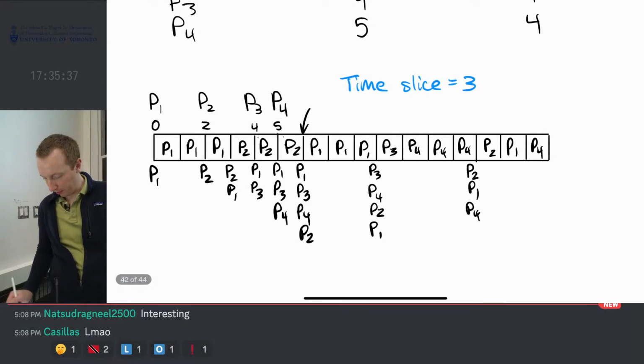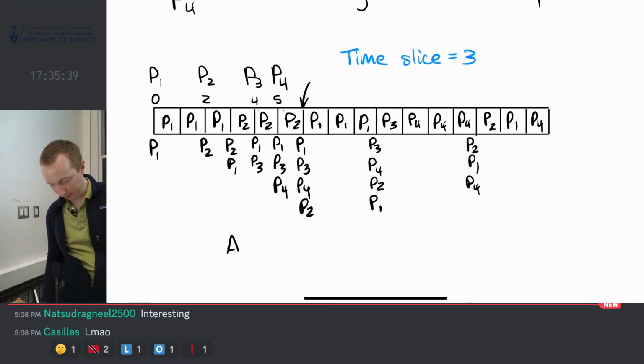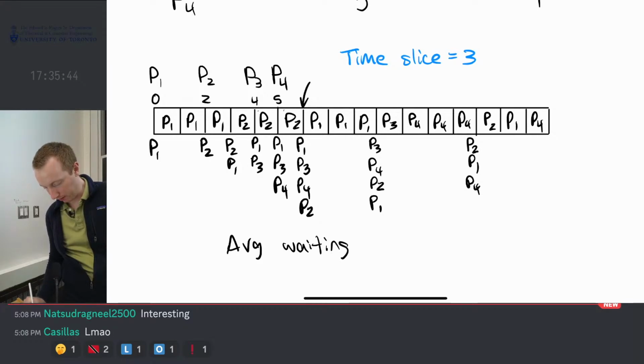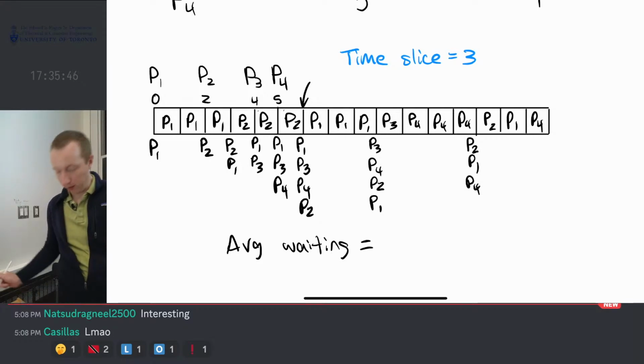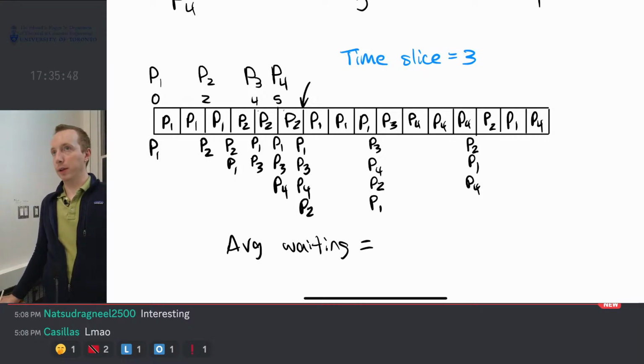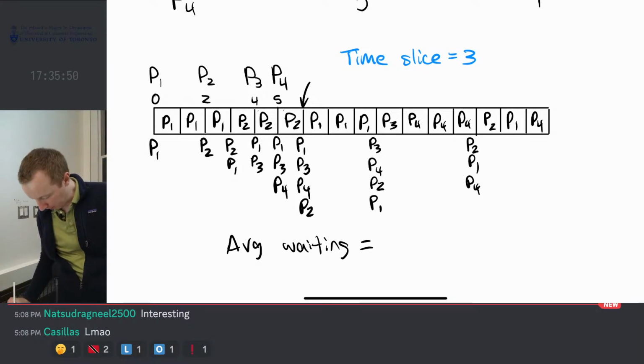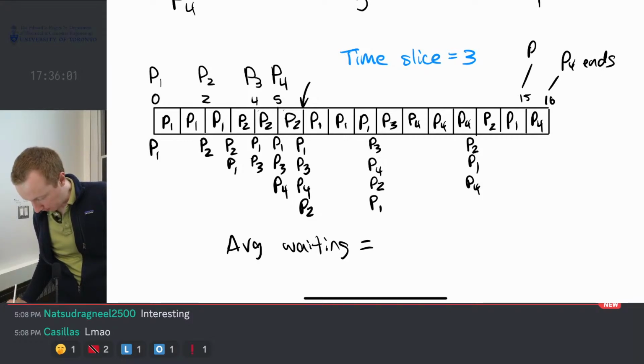So now we have our fun math questions. So first would be average waiting time. So for our average waiting time, well, we can do that trick again. So this is 16. So P4 ends here. P1 ends at 15.